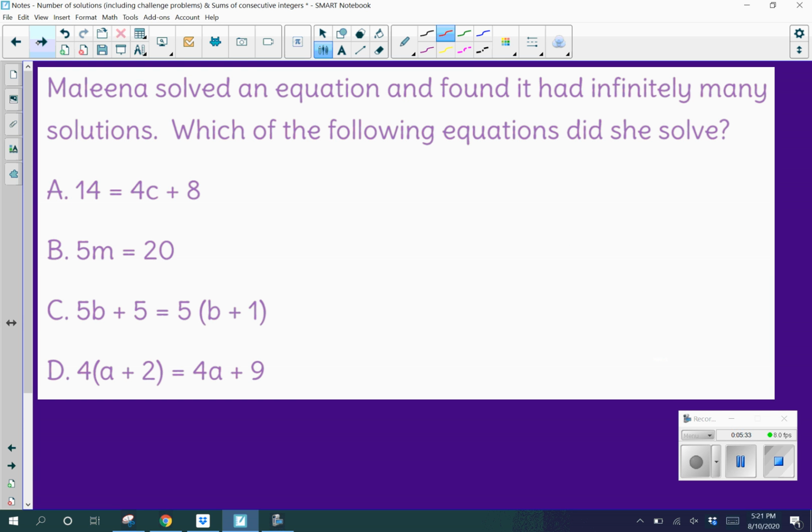Melina solved an equation and found it had infinitely many solutions. Which of the following equations did she solve? So we have a multiple choice problem, which means we have to go through each problem. I have a two-step equation here.